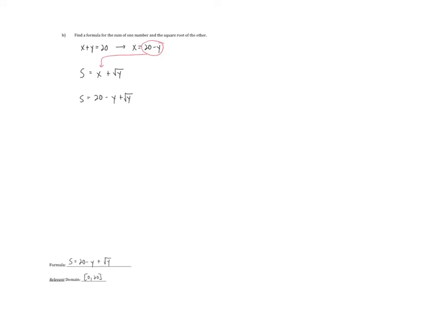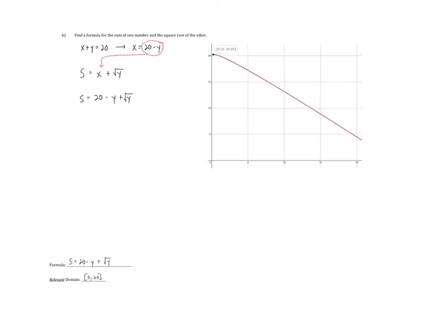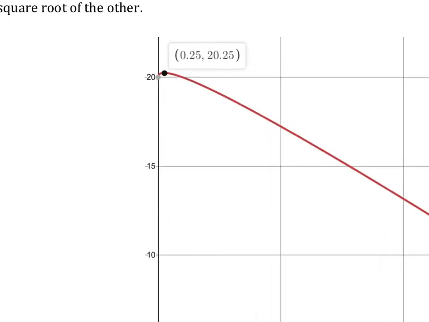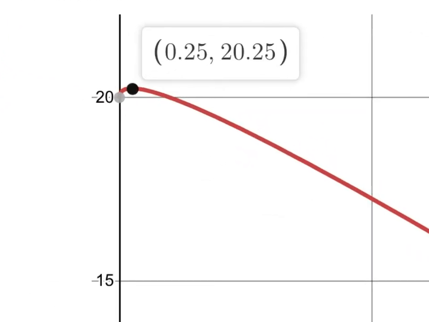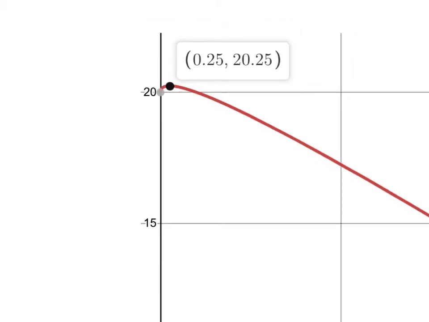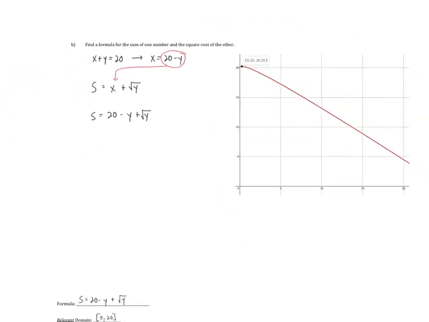Okay, so here, let's graph it. Okay, so there's a graph. If you graphed it, you'll see there's like a little maximum there, it looks like, just after 0, at about 0.25.